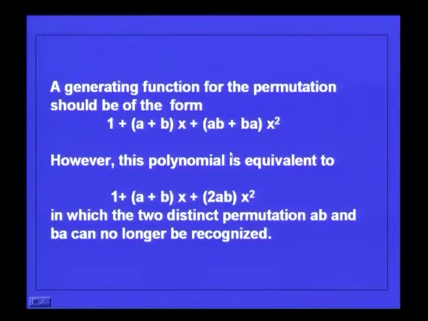So, this will be represented as 2ABx², but that is not what you want. You want AB and BA to be distinguished. The two distinct permutations AB and BA can no longer be recognized. This is what you do not want. You want them to be distinguished. AB and BA should be distinguished.